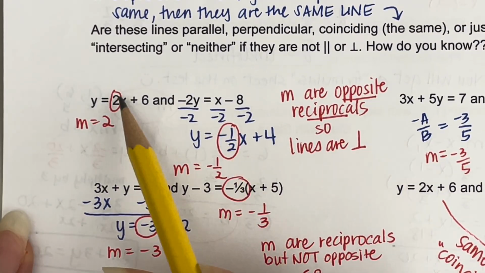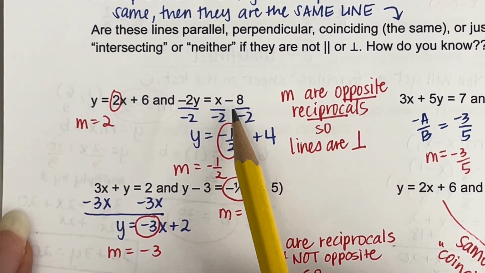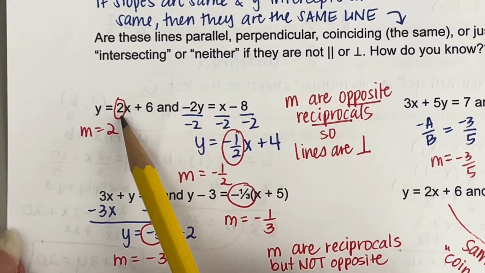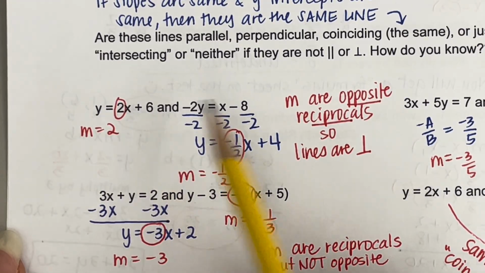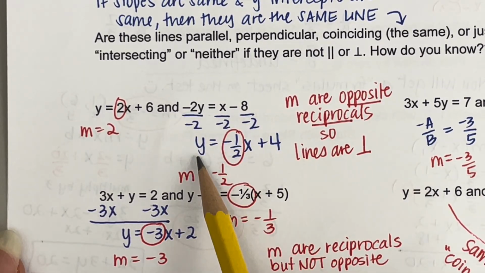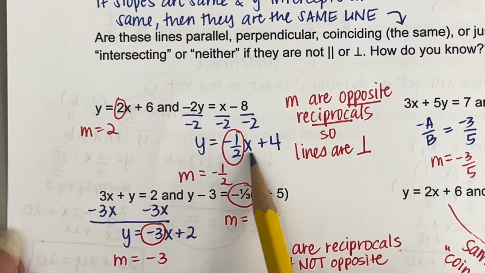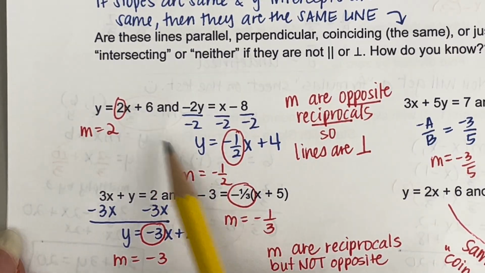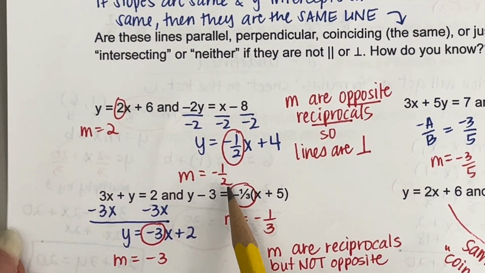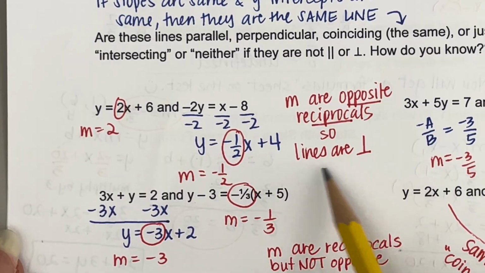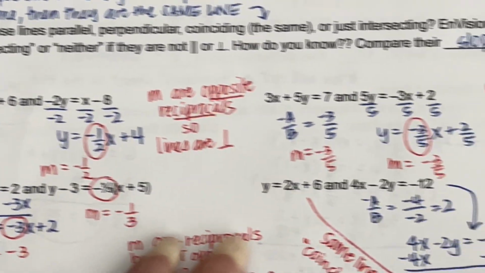How do you know if these two lines are parallel, perpendicular, coinciding, or intersecting? The slope of this line is 2, and after moving this negative 2, I divide by negative 2, I get y equals negative 1/2 x plus 4. The slope of this line is negative 1/2. But 2 and negative 1/2 are opposite reciprocals. So this means these two lines are perpendicular.